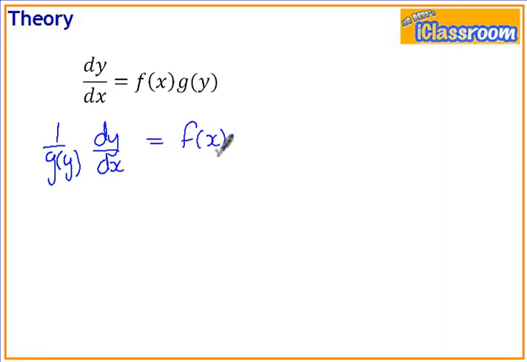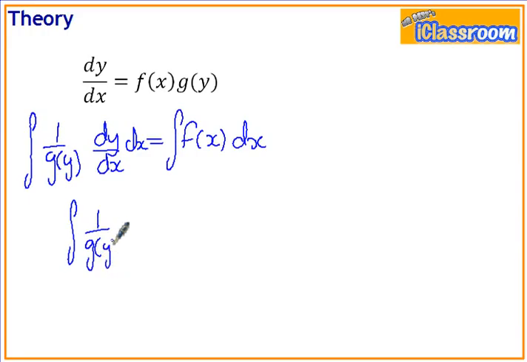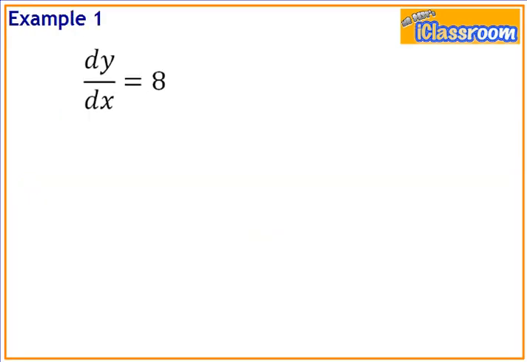Now I can integrate both sides with respect to x, so I integrate here with respect to x, integrate here with respect to x, and I'll end up with my solution, which will be the integral of 1 over g of y dy being equal to the integral of f of x with respect to x. So that's the theory. We just separate out our variables and then we integrate. Okay, so let's look at that in practice.